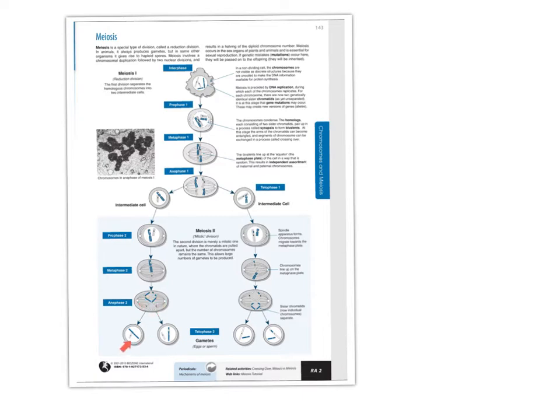So then they're separated now into 4 cells. Now in mitosis we made 2 identical cells. In meiosis you're making 4 not identical cells, and you've halved the DNA. You went from 4 chromosomes to 2 chromosomes in each of these gametes, an egg or a sperm.